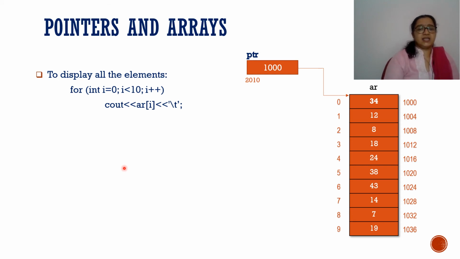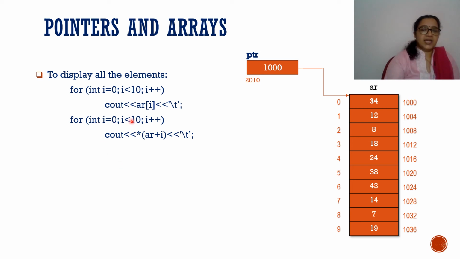Are there any other methods for printing all the elements? Just see. Is it possible? For i is equal to 0, i less than 10, i plus plus, 10 times we will get that for loop. But at that time, see cout star and in bracket AR plus i, bracket close. So how will it work? AR plus i. First time i is 0. So AR plus 0 means 1000 itself. So star 1000 means the value at the 1000 location. So we'll get 34 there.